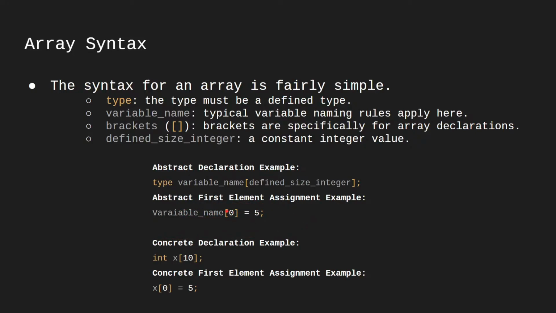So arrays are 0-based index. If you have an array of size 5, your indexes start at 0, so it's 0, 1, 2, 3, 4. Those are the slots that you have available. So here's a concrete declaration example. We create an array of integers of size 10, and then we assign the first element to the value 5.